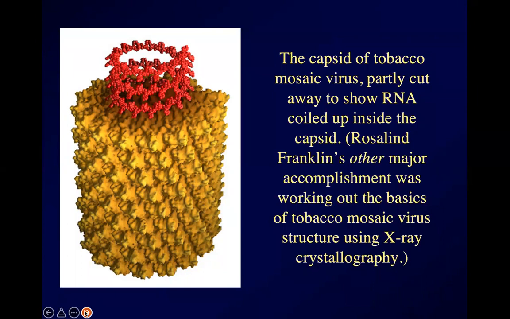And by the way, this was the other major accomplishment that Roz Franklin did. Roz Franklin was able to crystallize tobacco mosaic virus and work out the basics of its structure using X-ray crystallography. That's basically how this picture was made, by the way. We've gotten quite a bit better at it, and this is how we can reconstruct what viruses look like in great detail, but it's still basically X-ray crystallography, the same technique that Roz Franklin used. And that was the other big thing that she did.